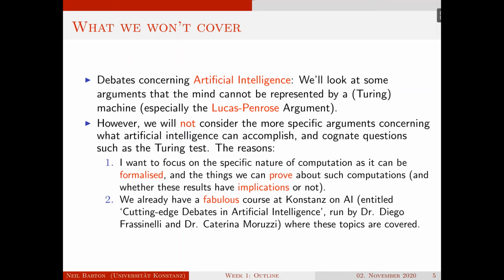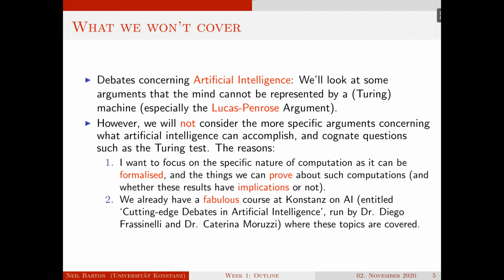Now, the main reason here is that I want to focus on the specific nature of computation rather than, say, artificial intelligence, as it can be formalized, and the things we can prove about such formalizations of computation and what this can tell us about philosophy. And I think the situation in AI, while absolutely fascinating, it's not so clear how to formally define what an artificially intelligent machine is.